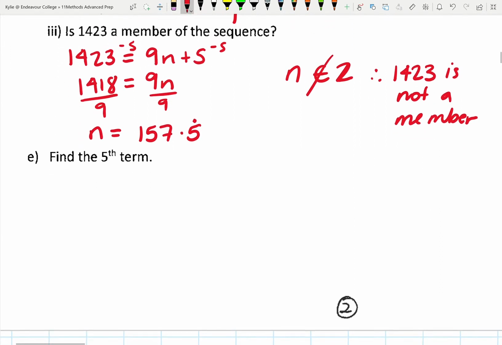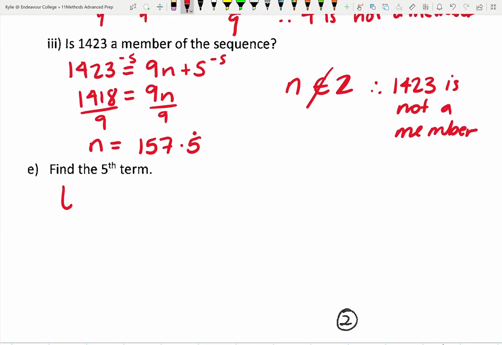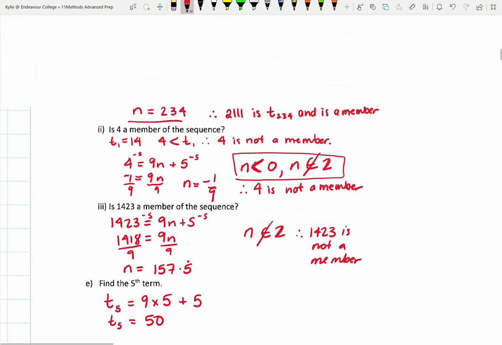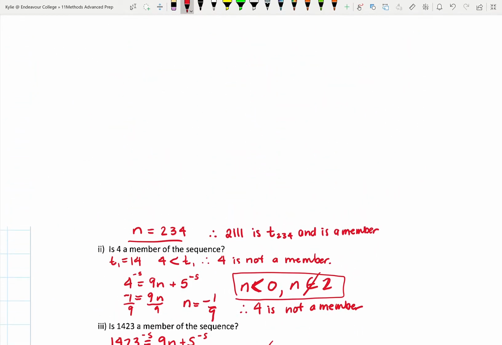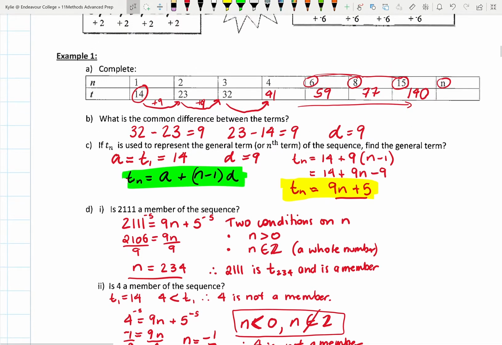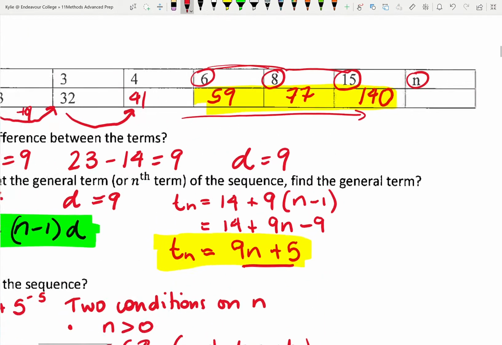And finally, find the fifth term. We can use our formula T5 equals 9 times 5 plus 5, which is 45 plus 5 is 50, so T5 equals 50. Now, before I said if you couldn't quite eyeball these last few terms, now that we've worked out what the formula is, we can use the formula to work out those last few terms.